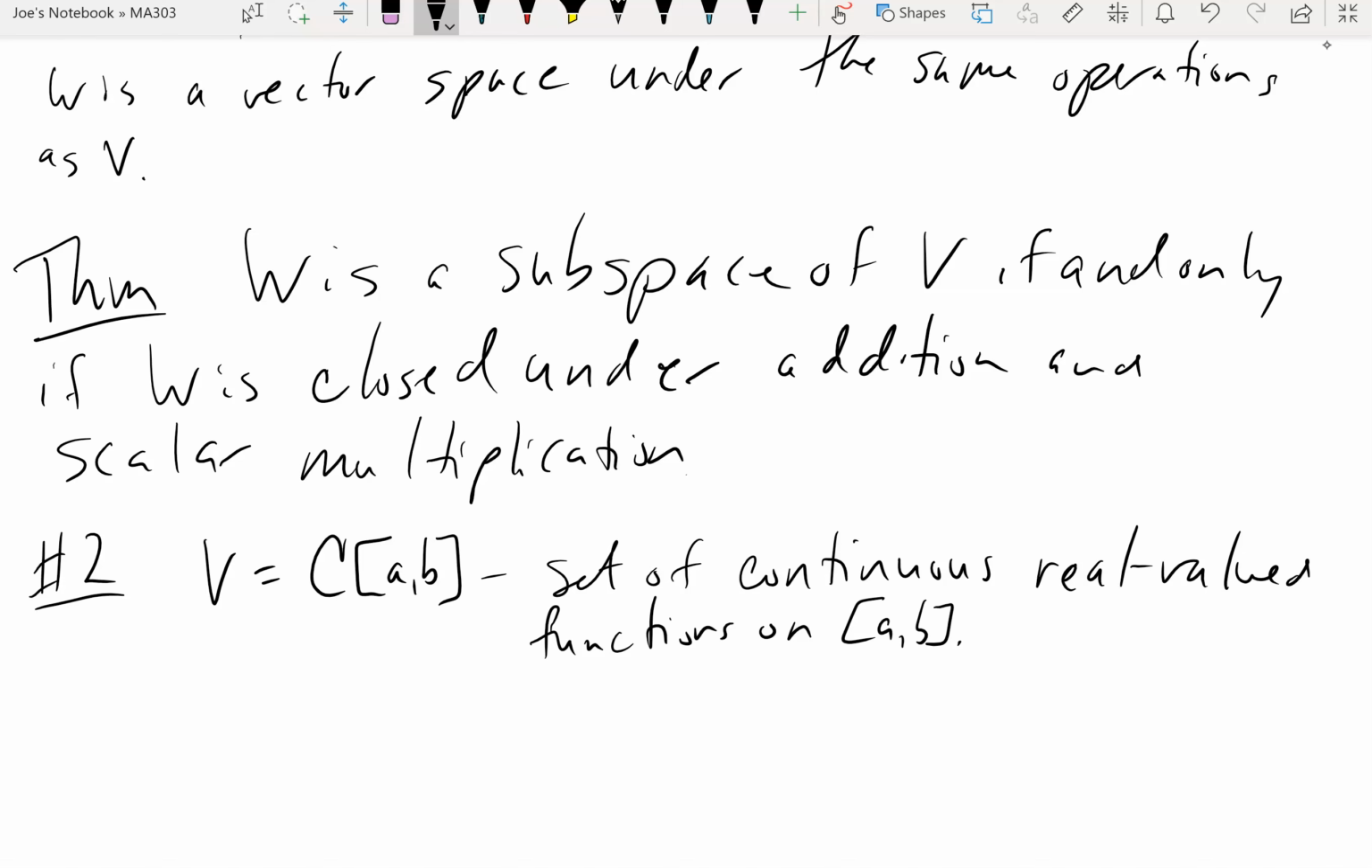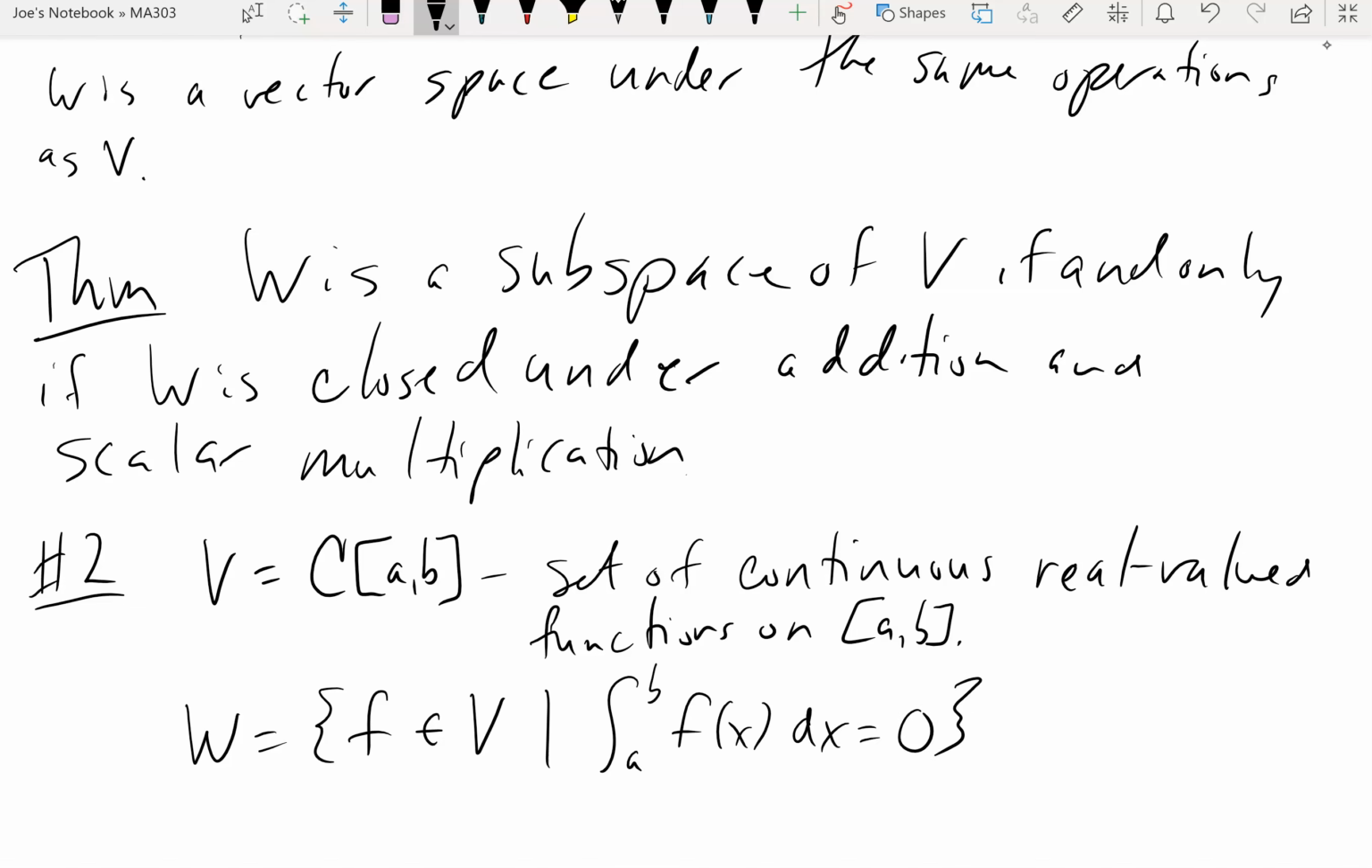So what W says is I want the set of all f in V such that if I integrate over the interval from A to B, I get 0. And we want to see whether or not this is a subspace.